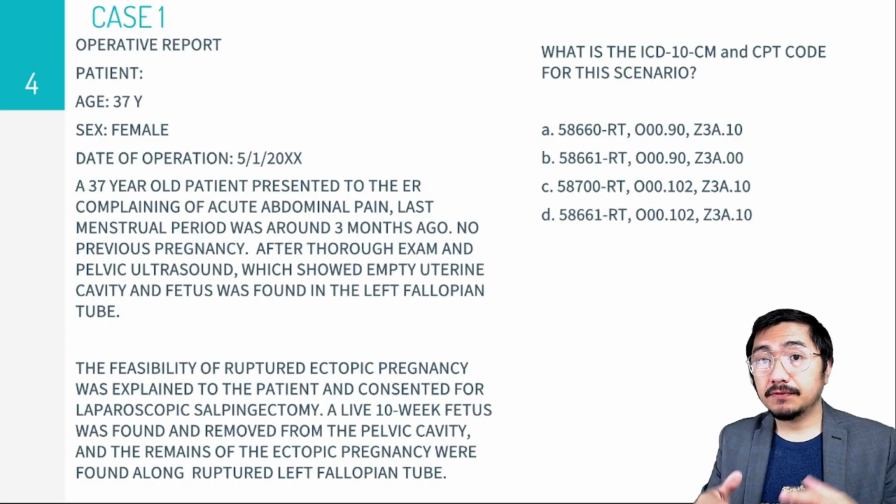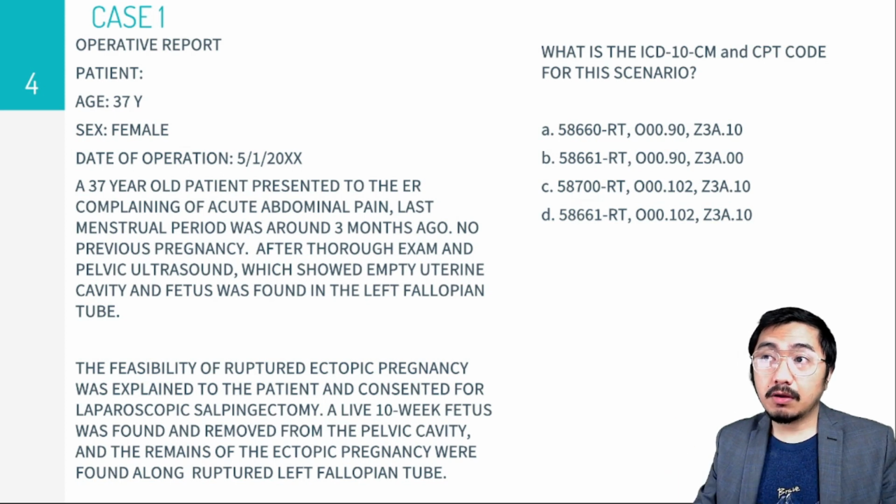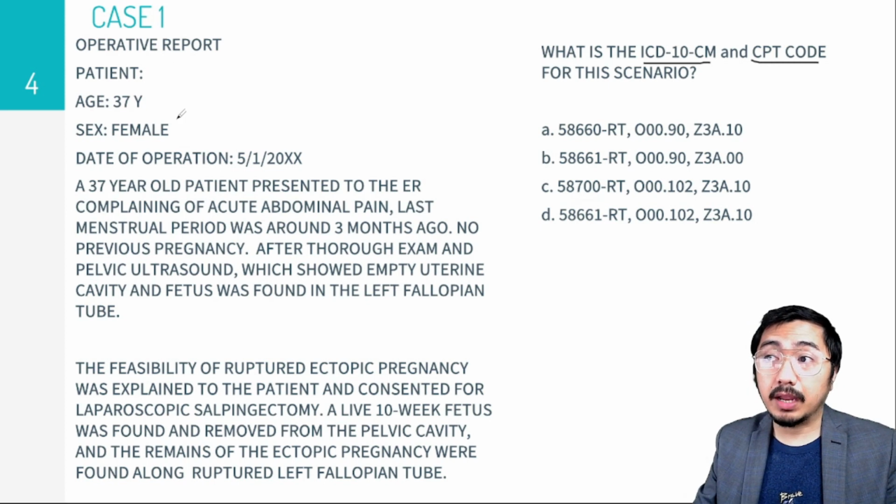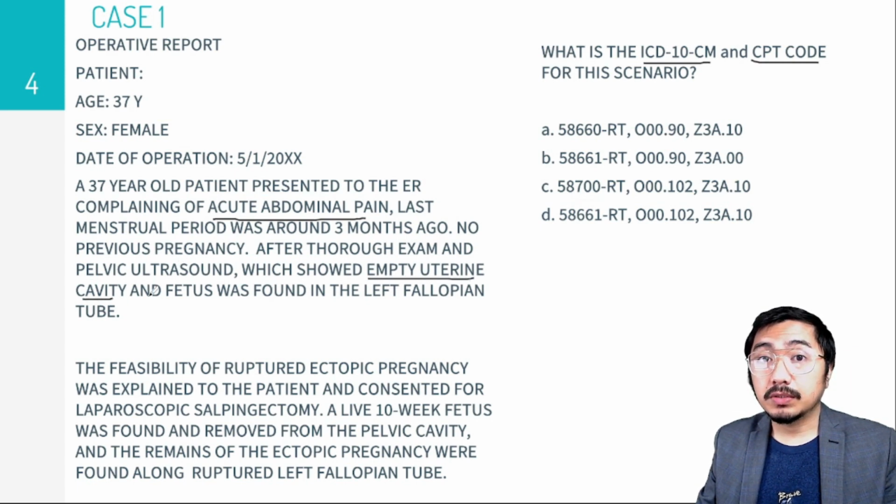Our first case for today is for the female reproductive system. Let's review this operative report, and as you can see, it's a little bit lengthy. As I've said earlier, you can go directly to your choices and find the question being asked. It's mentioned here: what's the ICD-10-CM and the CPT code for this scenario? So we will be focusing on those terms in this operative report, so it will be easier that way. A 37-year-old presented to the ER complaining of acute abdominal pain, and according to the exam and ultrasound, it showed an empty uterine cavity, and the fetus was found in the left fallopian tube.